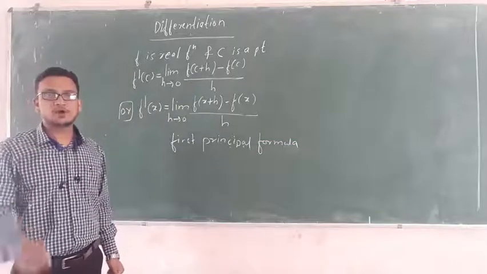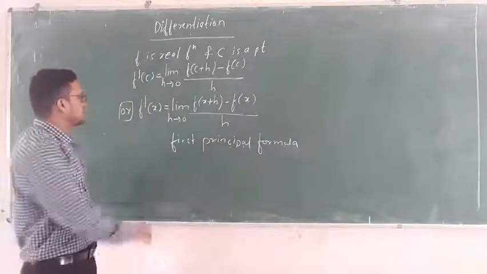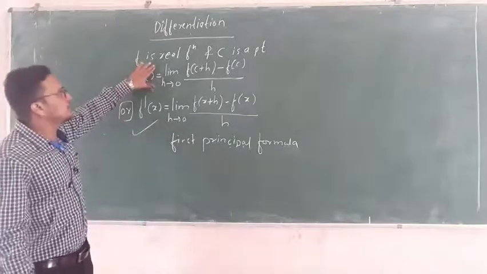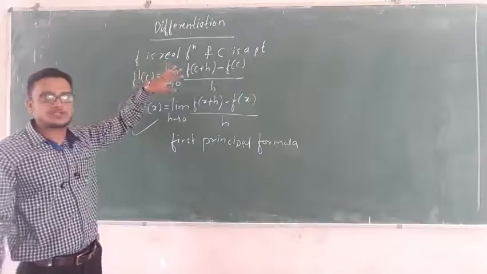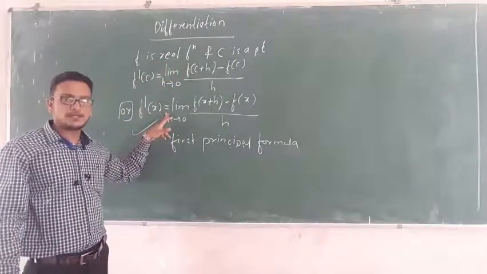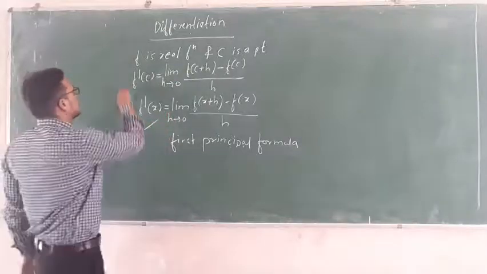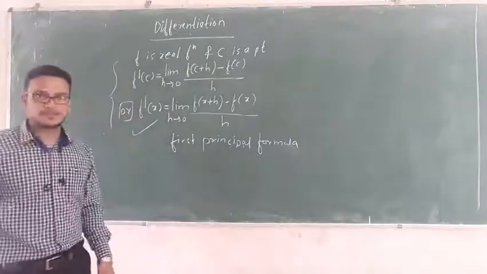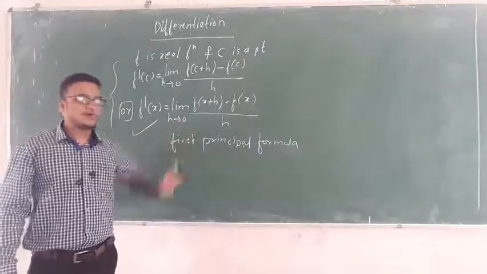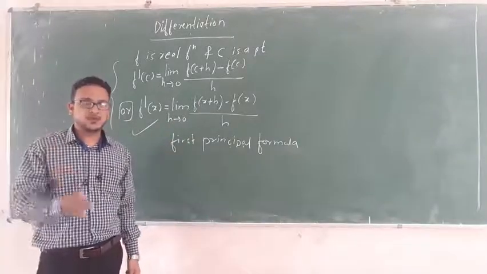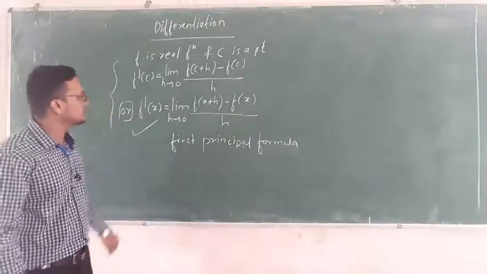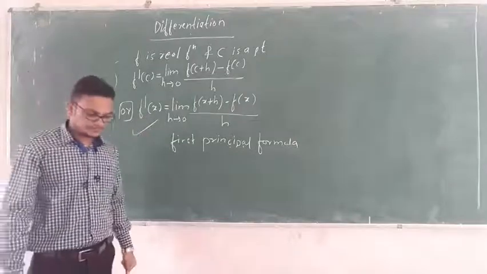With the help of this first principle formula, in the first year we found out the derivatives of trigonometric functions and polynomial functions. We use this when the function is given and one point is given. Suppose only the function is given, then we have to use this formula. But in the second year I am not going to make use of these two formulas. In one or two examples I may use them, but for the rest of the examples we have to find the derivatives directly.